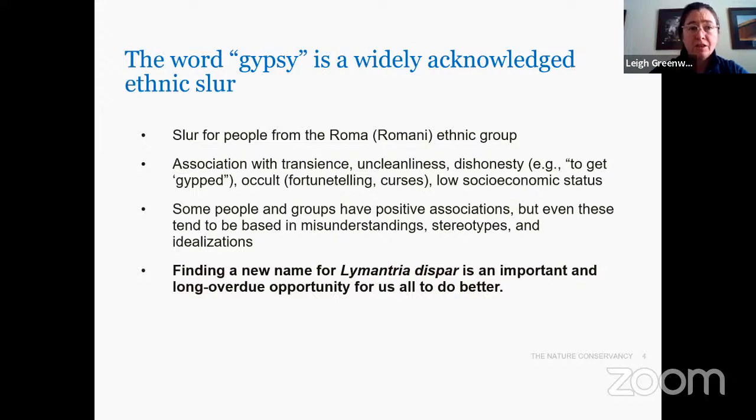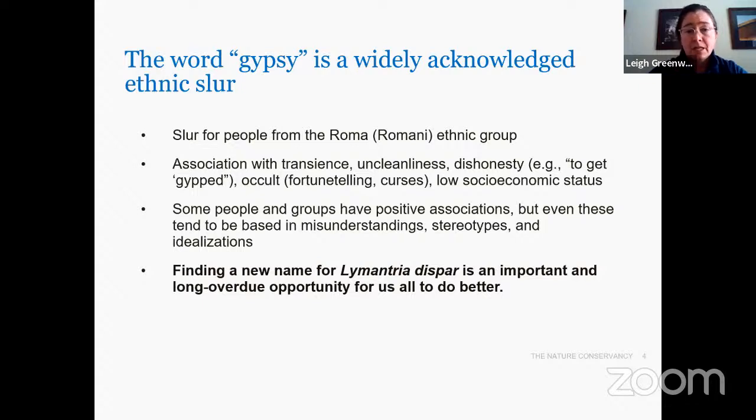you ask about terminology. The term gypsy is widely associated with derogatory meanings. It is often associated with transience, uncleanliness, dishonesty. You may think in your head, oh my goodness, I never realized when I said I've been gypped, I've actually been using an ethnic slur to describe something that's terrible, but you were, and now you know better. They're also associated with the occult, which has religious undertones as well as fortune telling and curses. And then they're just associated with low socioeconomic status, which all of these things put together represent a pretty unpleasant set of associations with a single word.